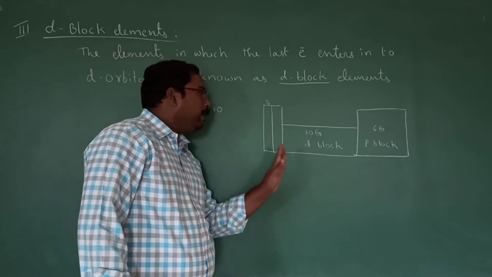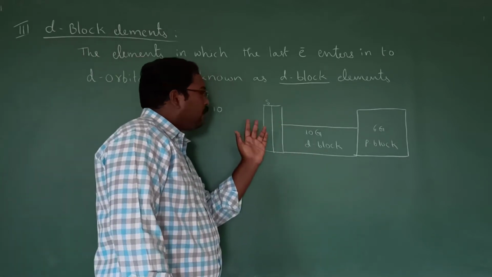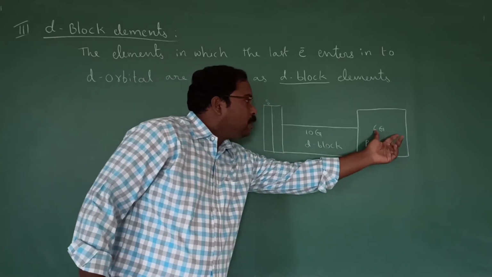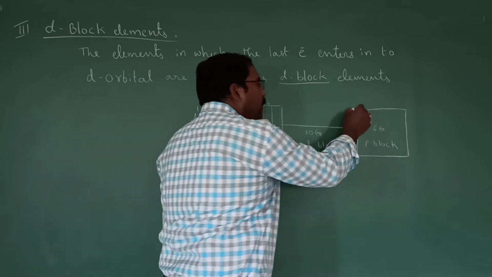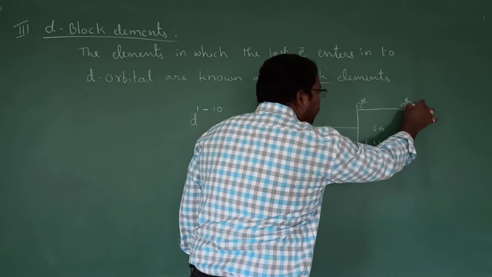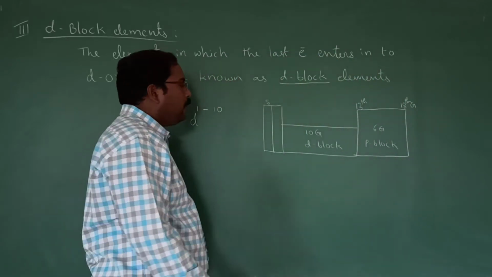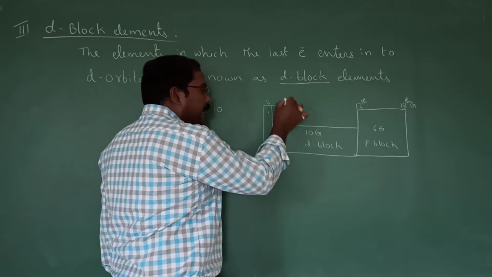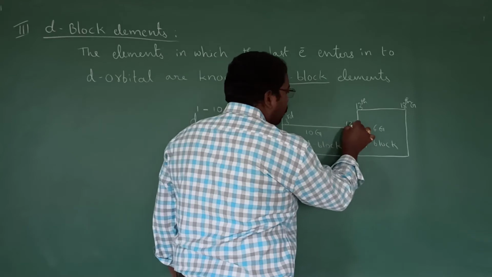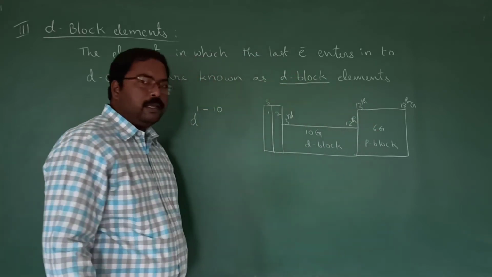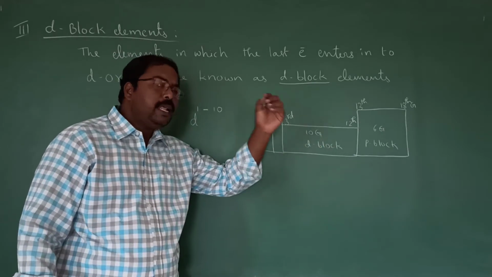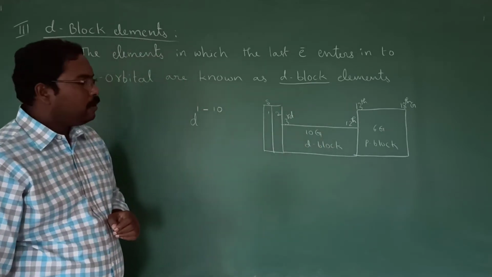In the periodic table, in the extreme left, the first 2 groups are s block. From the last, these 6 groups come under p block, means from 13th group to 18th group belong to p block. This is the first group, this is the second group. Now d block means from third group to 12th group. These 10 groups come under d block elements.